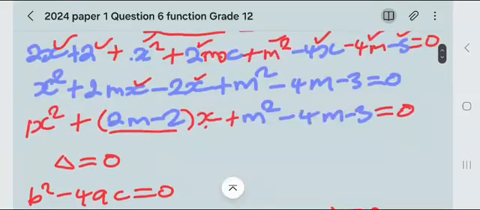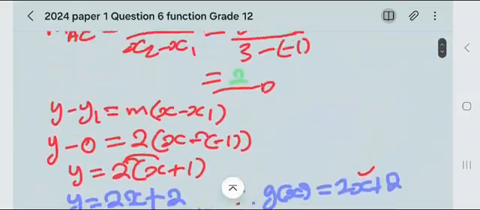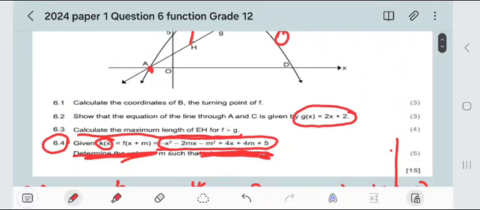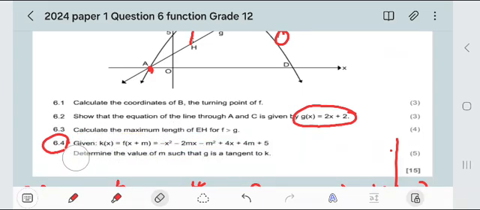We are done with this question. All of these are the steps that you're supposed to take to find the value of m. Now we have answered this question. We have found the value of m.